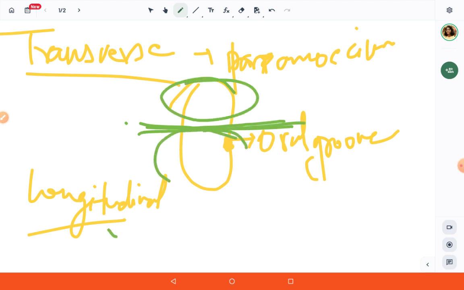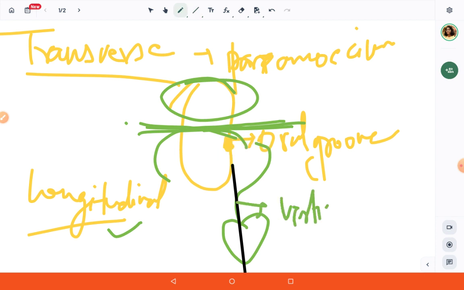But for longitudinal, I'll take the example of euglena. Euglena looks something like this, no? Now what euglena will do, it will divide in this way. It's a vertical line, right? So in a vertical way it is going to divide, and here it is going to divide in a horizontal way.